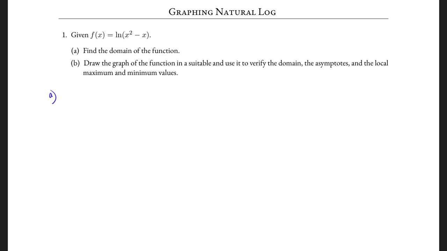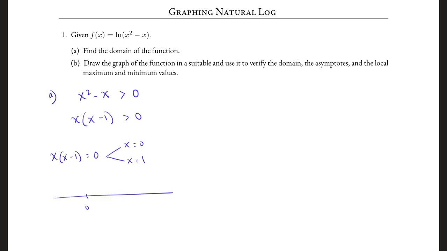But we know that the argument of log, in this case x squared minus x, whatever we put inside of log, it has to be strictly greater than 0, positive numbers only. To solve this inequality, we factor out x to get x times the quantity x minus 1 greater than 0. Recall that to solve the inequality, we first pretend that we solve the equation. If we solve this, we have x equals 0 and x equals 1.